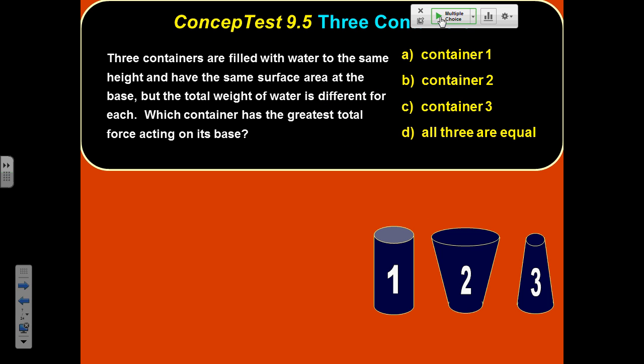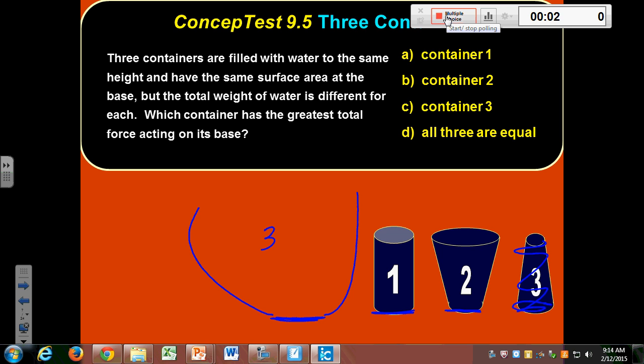I'm going to sort of rewrite this one just a little bit. I don't like this last figure. It's a little misleading. So let's say that I have three objects, and they all have the same base, right? So this area is all the same. One is just a cylinder, two is like a trapezoid, and then three is like a really big bowl, right? Which container has the greatest force acting on its base?